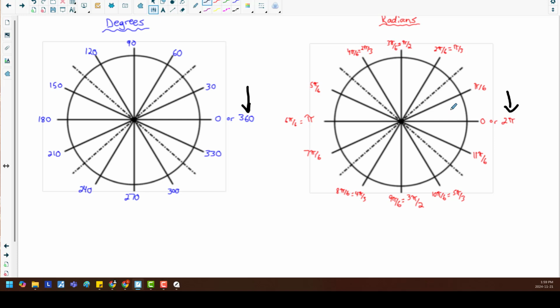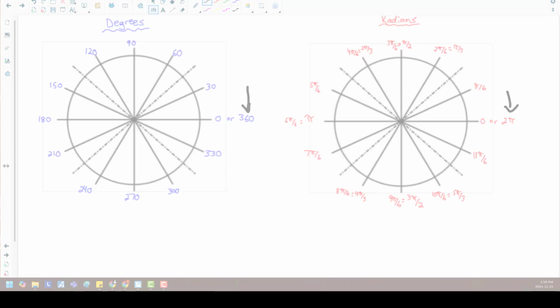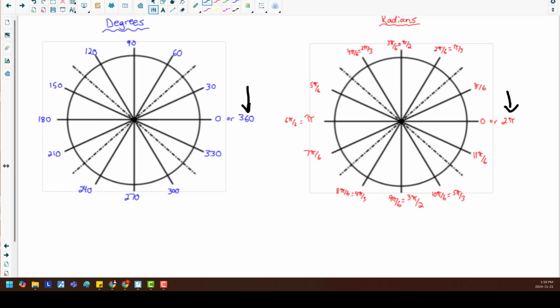So this is just some basic angles that we've worked with. I think, yeah, that's pretty much it. Here's another example of the angles that are missing from this unit circle.